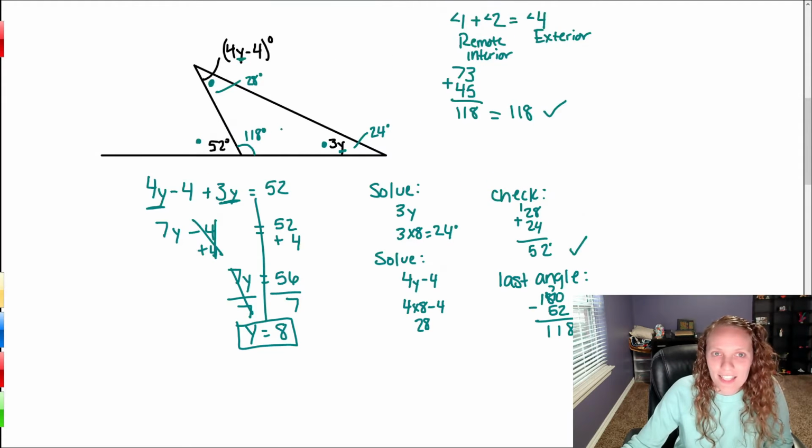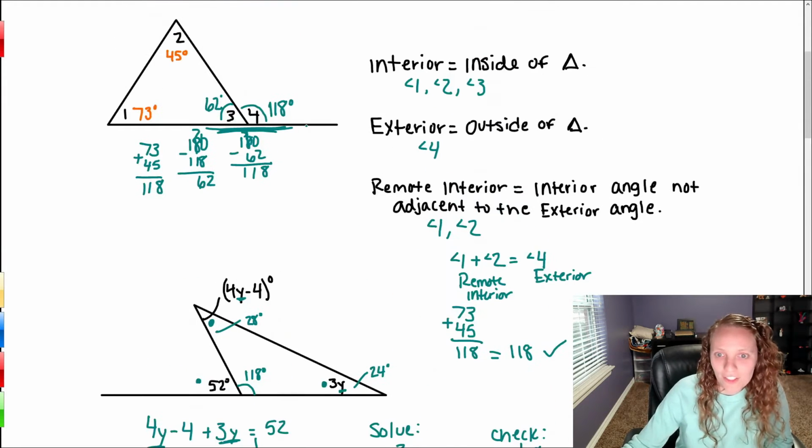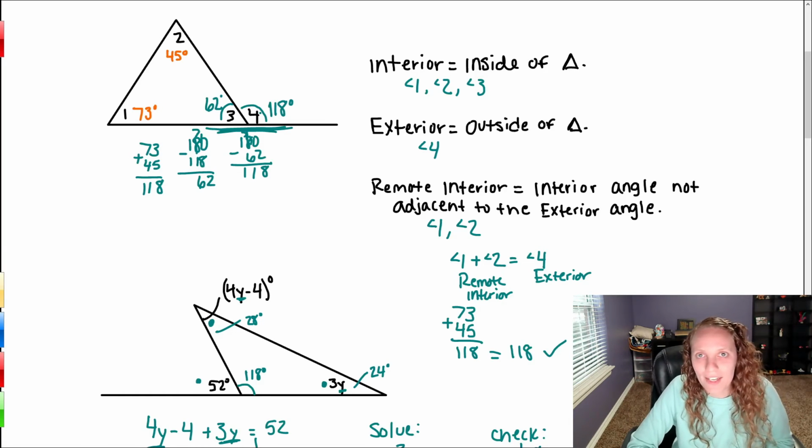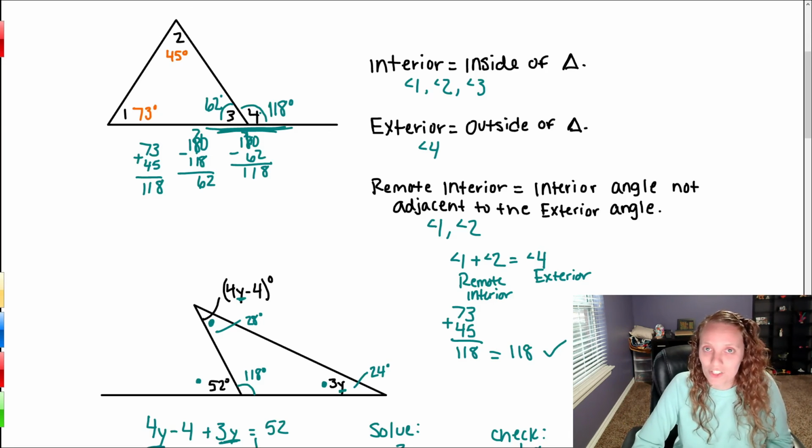Alright guys, that's exterior and interior angles. Remember, interior angles are the inside angles, exterior is the angle on the outside. And then we also learned what remote interior angles are. Remember, it's the two interior angles away from the exterior angle. Those are called remote interior angles. Remember that those two angles added up will also equal the exterior angle, and that's how we are able to set up equations and solve.